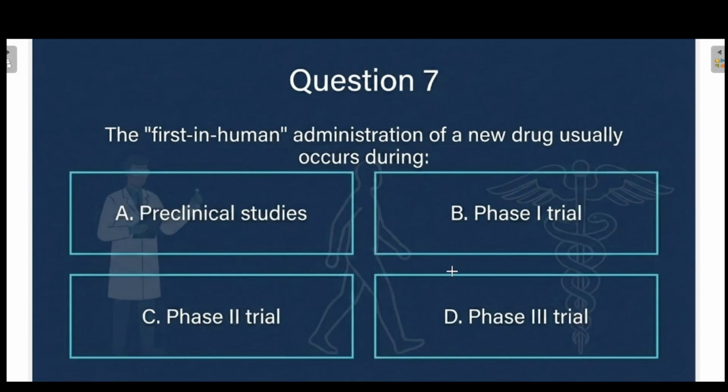Question number 7. The first in-human administration of a new drug usually occurs during: preclinical studies, option B phase 1 clinical trial, option C phase 2 trial, or option D phase 3 trial. So the correct answer is option B, phase 1 trial.